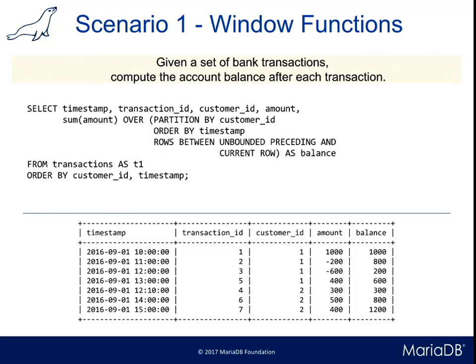Well, we want to sum our transactions. We want to separate our data by customer. So we're partitioning by customer. We want our data to be in order by time. And then we want to add all the rows from the start of time, unbounded preceding, and up until the current transaction. Okay? Does this look clearer in this case?